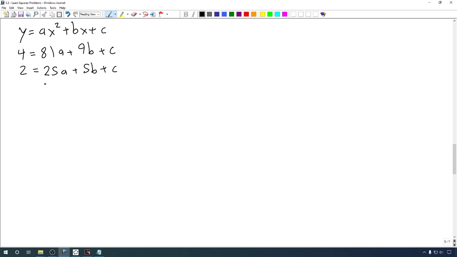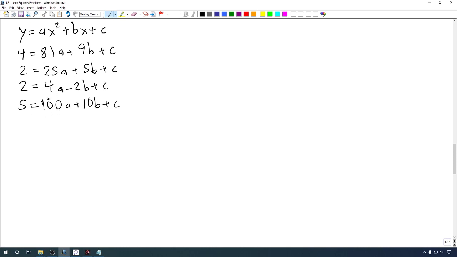Then we'll try the point negative 2, 2. So 2 over here again. This one, negative 2 squared is 4. We have negative 2 times b. And then finally we have the point 10, 5. So 5 over here. And we have 100a plus 10b plus c.